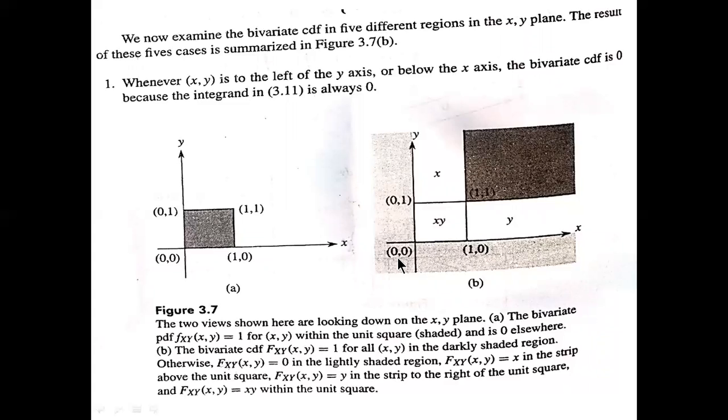Now, if you want to find F at a point somewhere here or here or here, either way, capital F of x comma y will be below this point and to the left of that point. All that region does not cover the unit square at all. Hence, the bivariate CDF will be equal to 0.